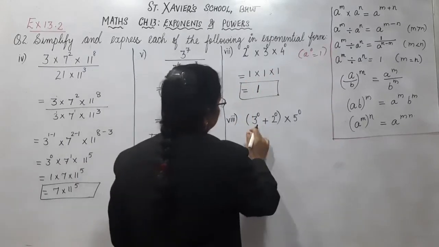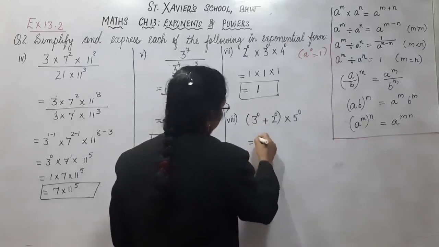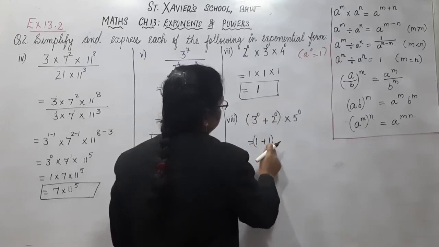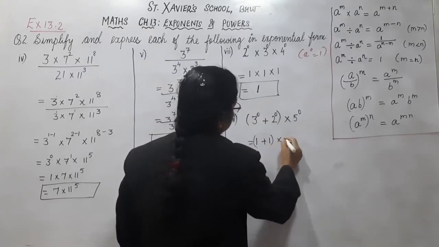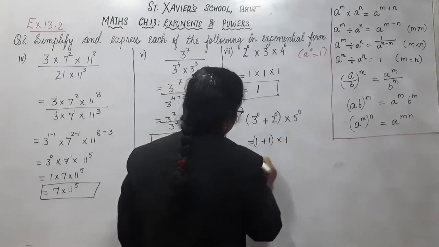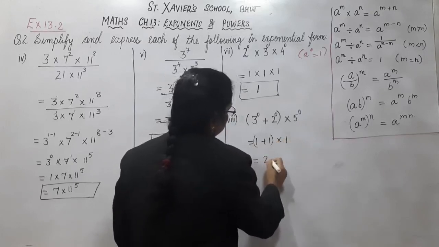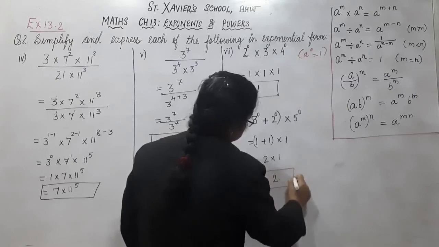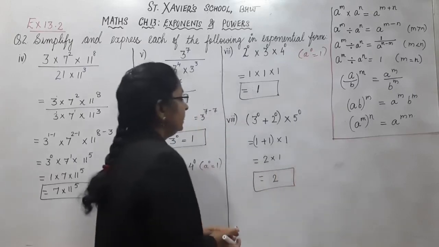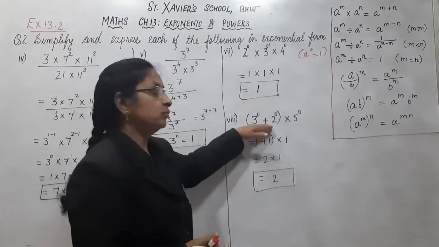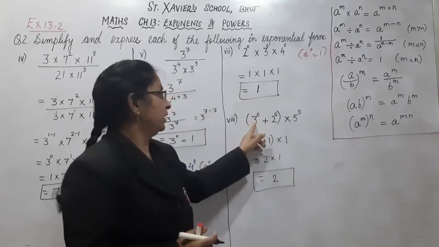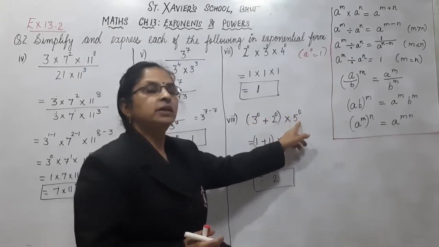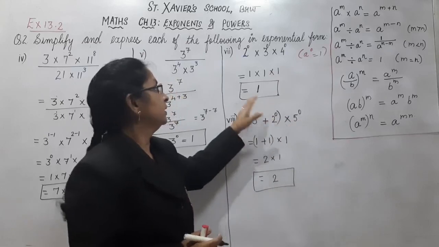Next question. 3 raised to 0, that is equal to 1 plus 1. 2 raised to 0 is also 1 into 5 raised to 0 is 1. 1 plus 1 is 2. 2 into 1 is equal to 2. Here, even without writing, looking at the question itself, we can give the answer. 1 plus 1, 2. 2 into 1 is 2. Okay.